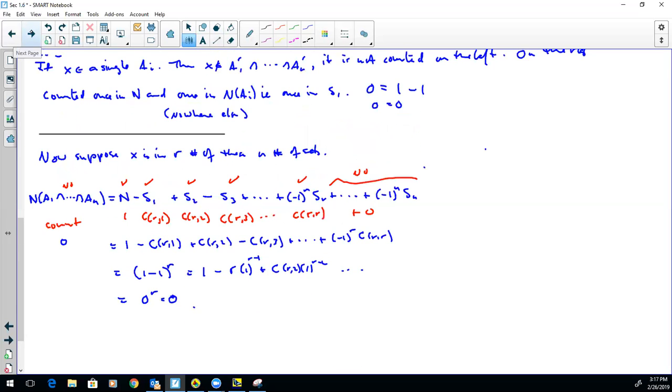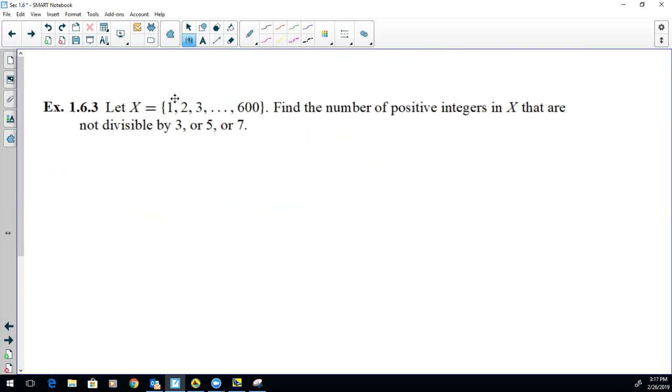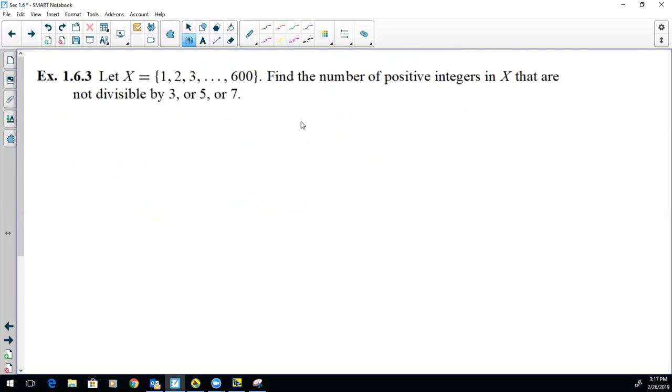Let's work an example here. And this is example 1.6.3. Let X be the positive integers from 1 to 600. In this set, how many positive integers are not divisible by 3 or 5 or 7? So not divisible by any of those 3 things.